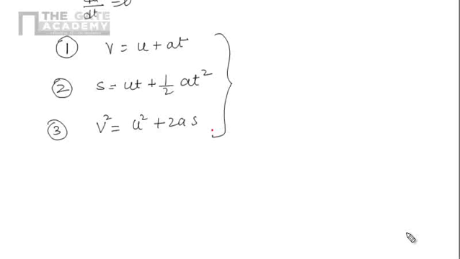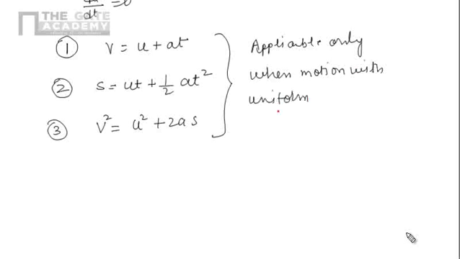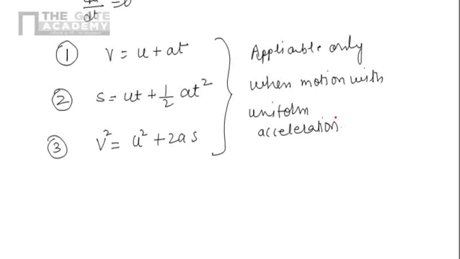But remember one thing, these three equations are applicable only when motion with uniform acceleration. So my appeal is, whenever there is a motion with uniform acceleration, then only you can use these three equations. That is nothing but v equals u plus at, s equals ut plus 1/2 at squared, and v squared equals u squared plus 2as.